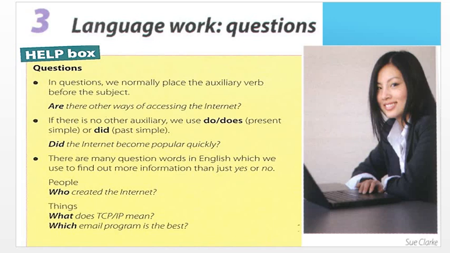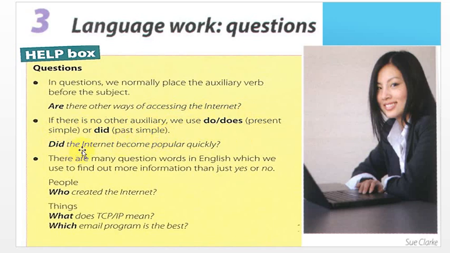In questions, we normally place the auxiliary verb before the subject. Very clear. For example, see here: are there any other ways of accessing the internet? Are is an auxiliary. We put the auxiliary at the beginning of the sentence, and then we put a question mark at the end. That is called a question sentence. Okay, if there is no other auxiliary, we use do and does.